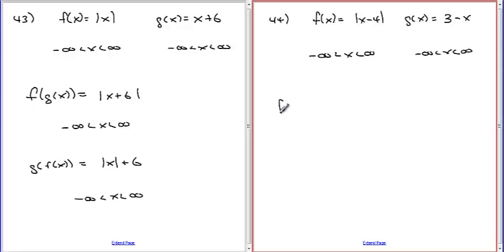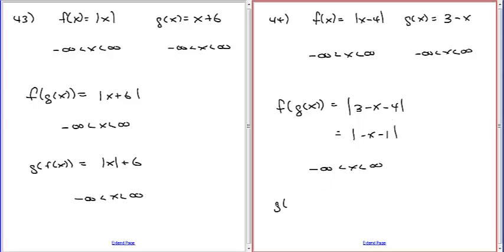And then we have f of g of x. So what we do is we plug that into here. So you get, instead of x, 3 minus x, we put in this other function. So you get the absolute value of 3 minus x minus 4. And that simplifies down to negative x minus 1. And again, all real numbers are allowed in here because we can take the absolute value of both positive and negative numbers.